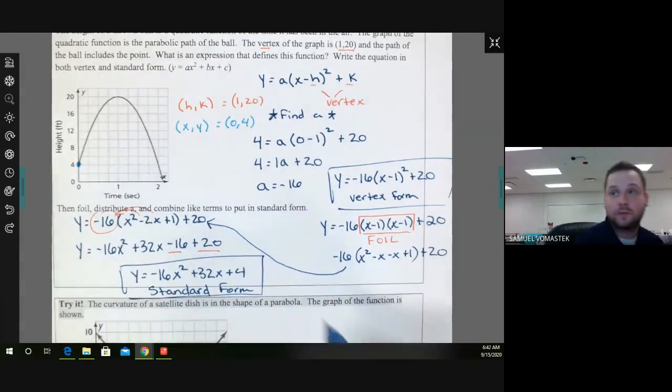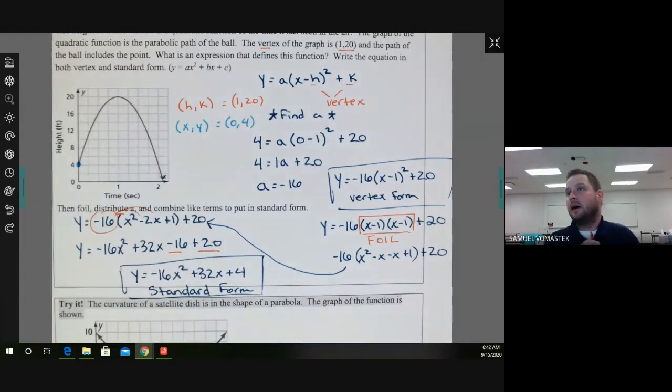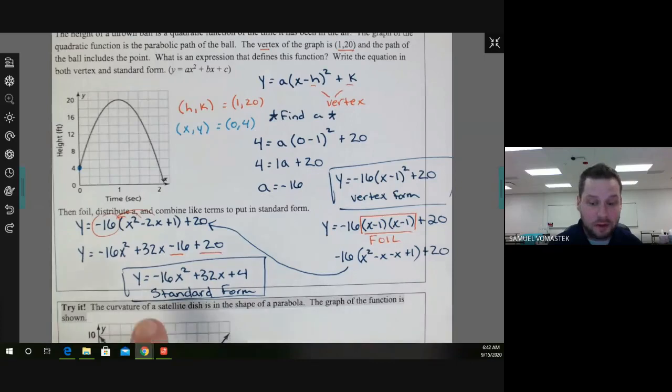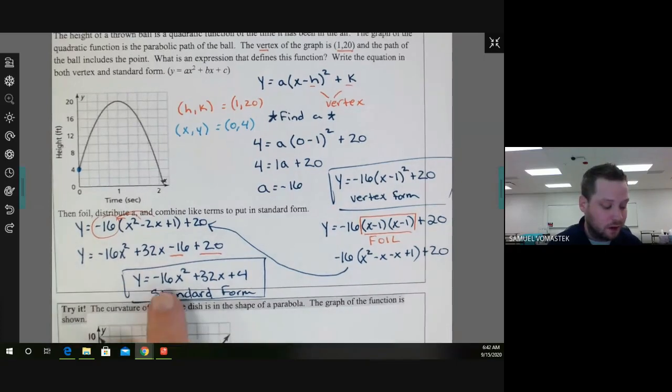Boom, boom. Okay. So in the standard form, which we'll talk about a little more next time, it's really important to find A, B, and C. Since it's all multiplied out, we can find A, B, and C. We have A is negative 16, B is 32, C is 4, and we'll talk about next time we meet a little more what that means.